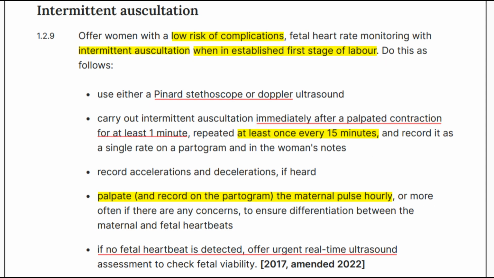Intermittent auscultation. Offer women with a low risk of complications fetal heart rate monitoring with intermittent auscultation when in established first stage of labor. Do this as follows. Use either a Pinard stethoscope or Doppler ultrasound. Carry out intermittent auscultation immediately after a palpated contraction for at least 1 minute, repeated at least once every 15 minutes, and record it as a single rate on a partogram and in the woman's notes.